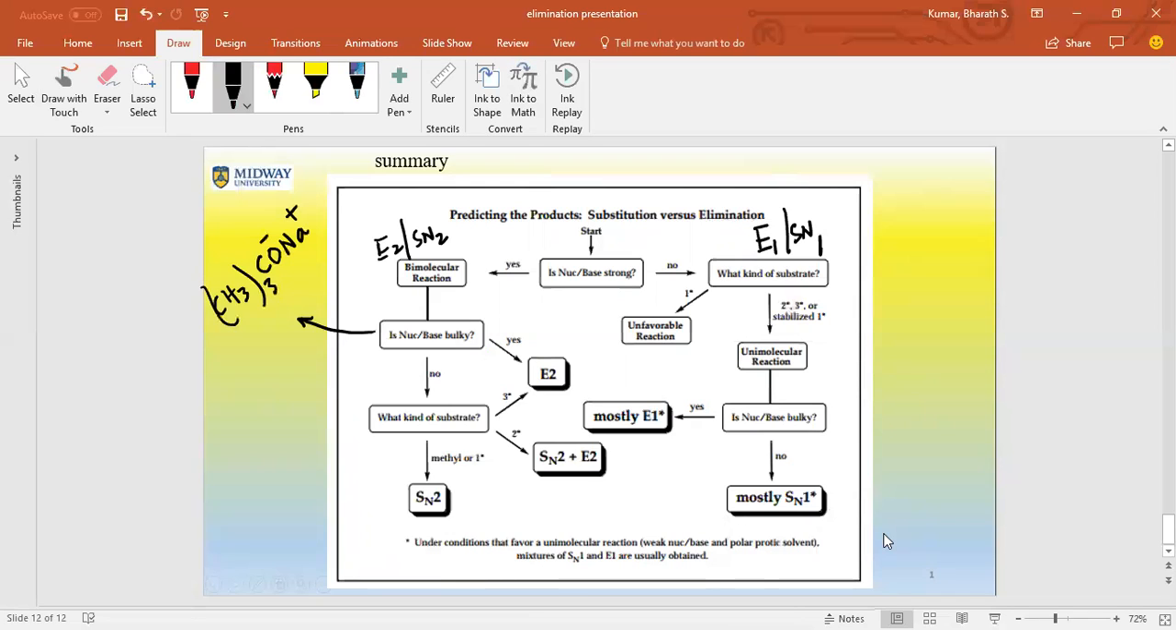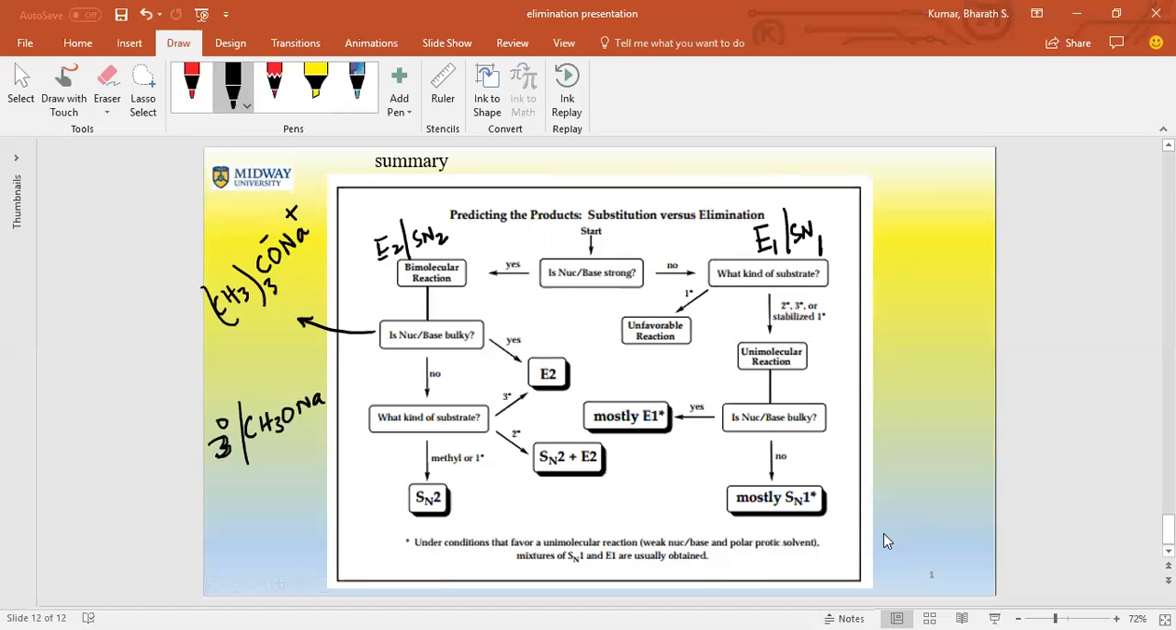then what kind of substrate? If it is a tertiary substrate, then you can be guaranteed that, say you have a strong base, okay? Okay, this is not bulky, but it's still a strong base. And say you have a tertiary substrate, okay? What is a tertiary substrate? A carbon substrate containing 3 bonds and neither of them are hydrogen, right? In that case, you would go to an E2.